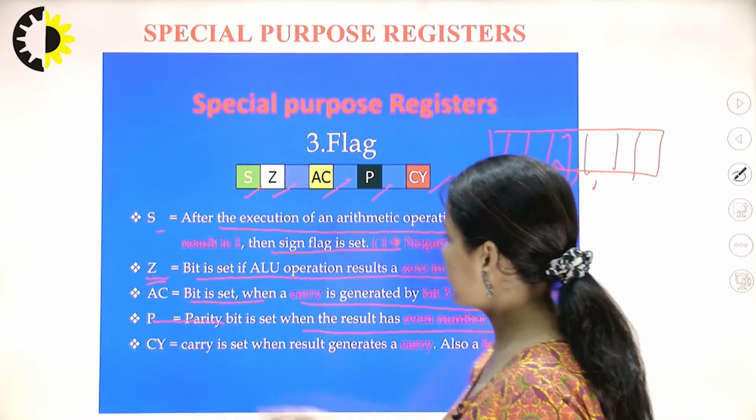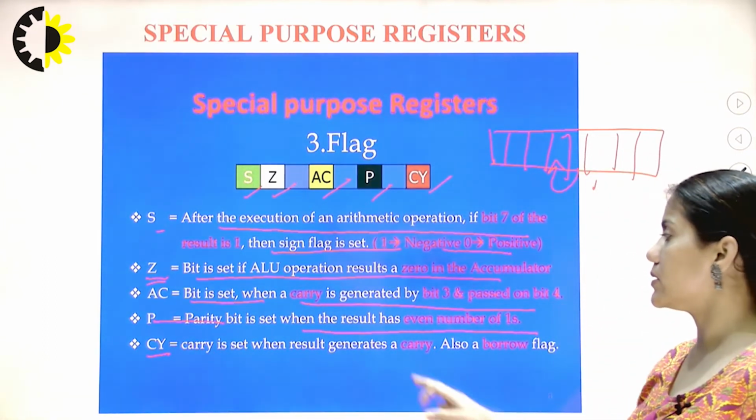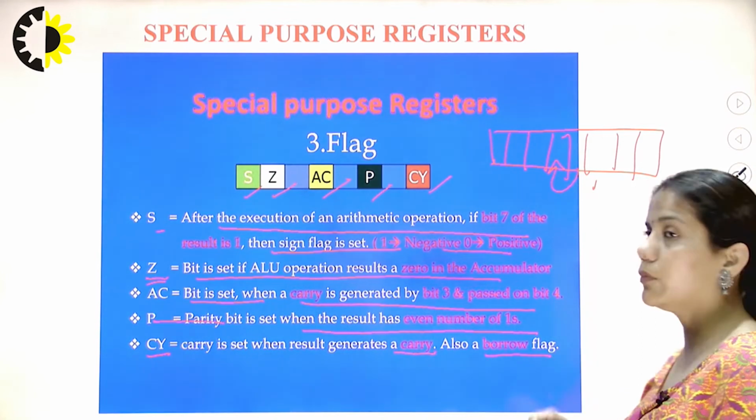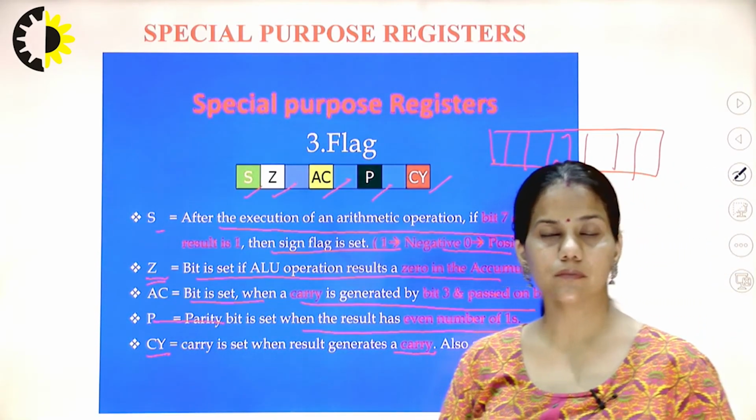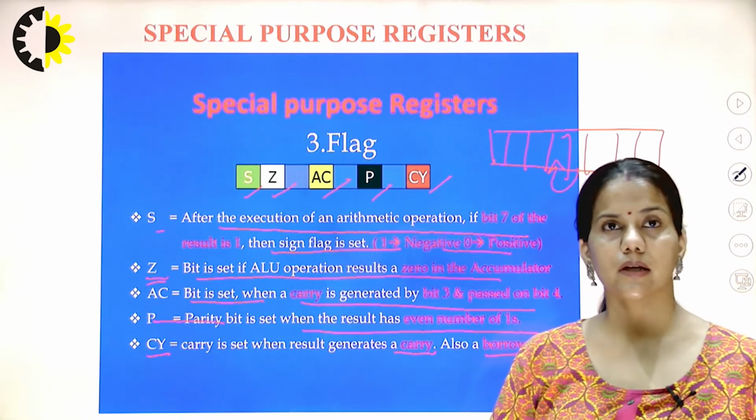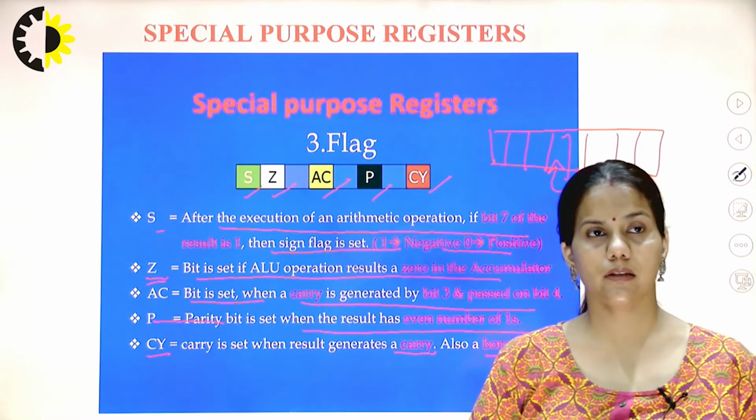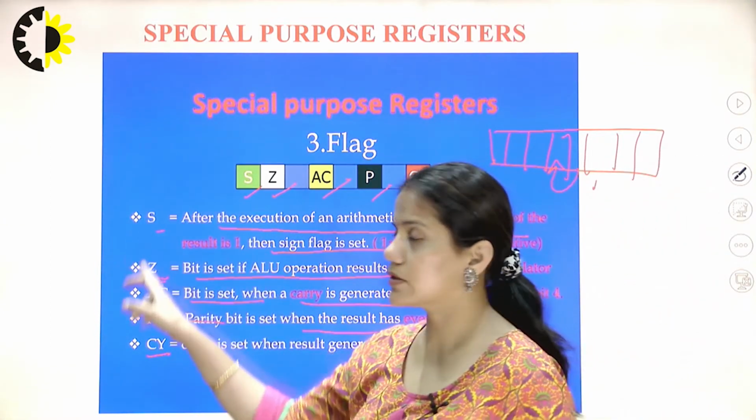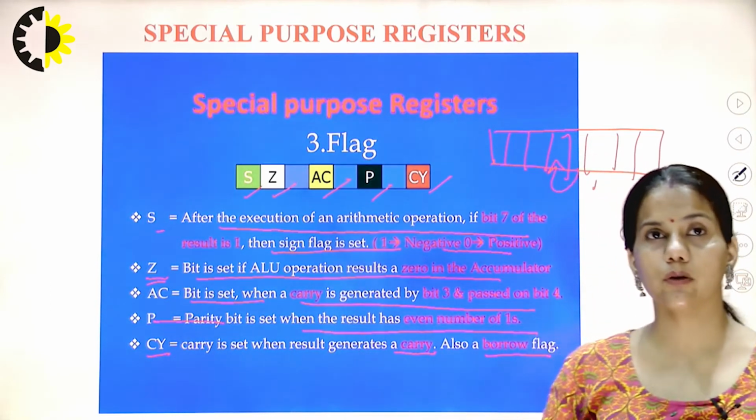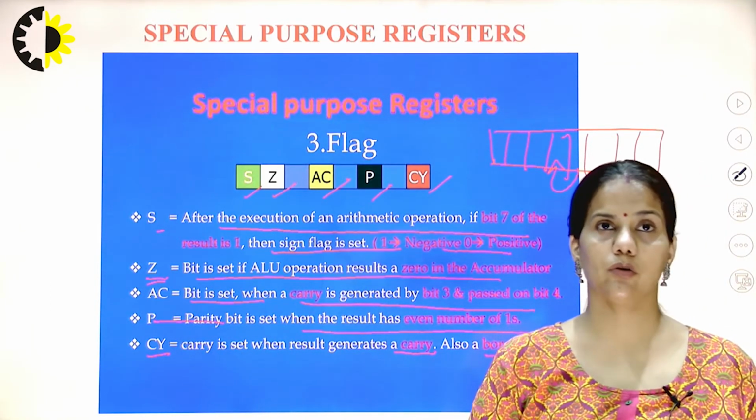When we talk about the carry flag, carry is set when the result generates a carry, or when a borrow is obtained in the subtraction operation. Otherwise, carry is reset. So these 5 flags are considered when executing any ALU operation.